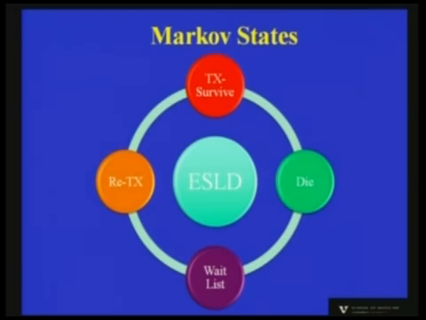This slide demonstrates our Markov states or health states. So a person starts off with end-stage liver disease. They either remain on the wait list, transplant and survive, require retransplantation, or they die. And they're moved through these health states on a yearly basis over a 10-year horizon.